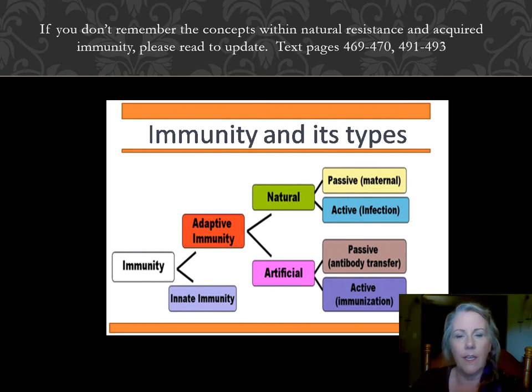So looking at the chart here on this slide, we're talking about immunity and its types. So we can break down immunity into adaptive, and another name for that is called acquired. So adaptive or acquired immunity, sometimes that's also called specific, and then another one is innate immunity. Innate is kind of an older term for it, and we lump all of our innate immunity into natural resistance. So we're gonna build upon the adaptive or acquired immunity and look at, within that one, we have natural and artificial. We're gonna learn what it means to be natural, what it means to be artificial, and the types within.